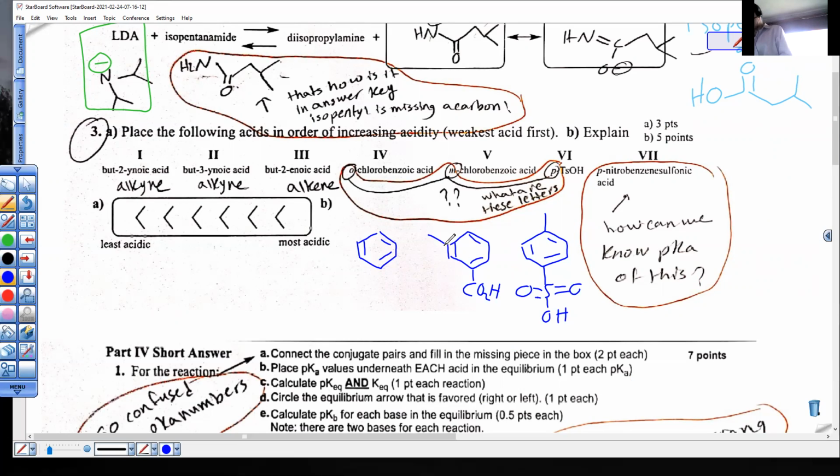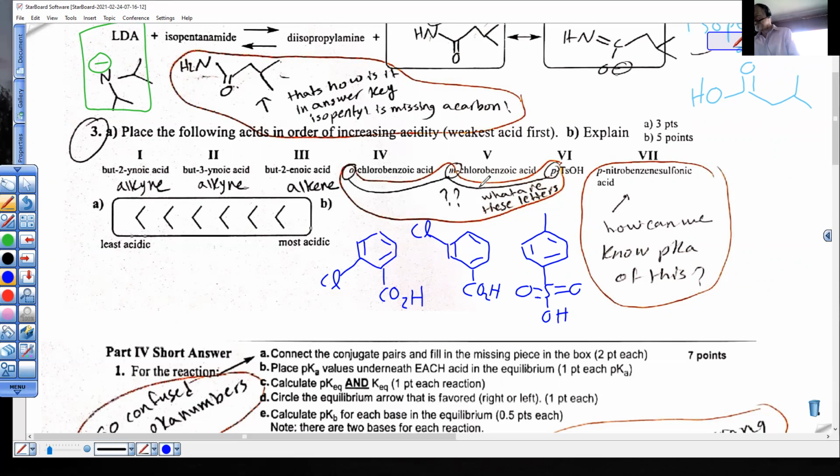Meta means the 2 groups are on positions 1 and 3. Para means the 2 groups are on positions 1 and 4. And ortho means they're adjacent to each other. And these are chloros, I know. You're probably going nuts trying to follow this video right now. Just come back to this part right here. I finally have them all correct.